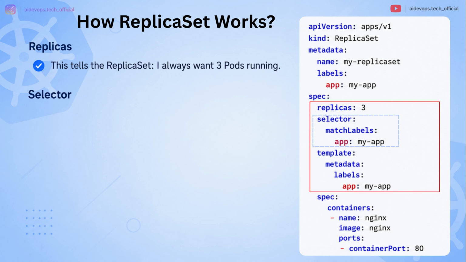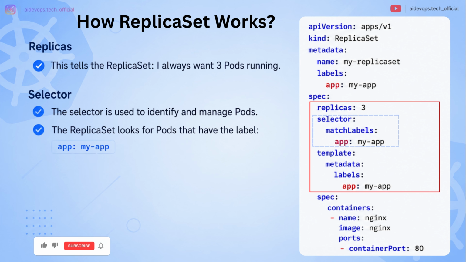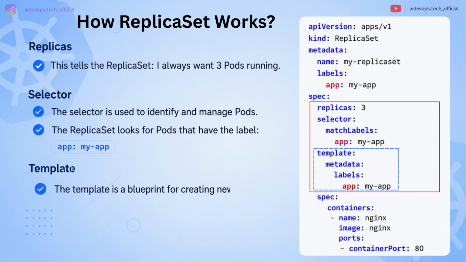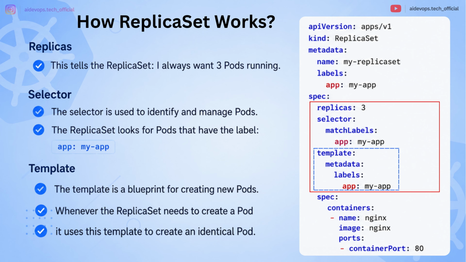Then we have a selector. The selector is used to identify and manage the pods. ReplicaSet looks for pods that have the label app equals my-app. Any pod with this label is considered part of the ReplicaSet. Then we have a template section. The template is the blueprint for creating new pods. So whenever the ReplicaSet needs to create a new pod, it uses this template to create a new identical pod.